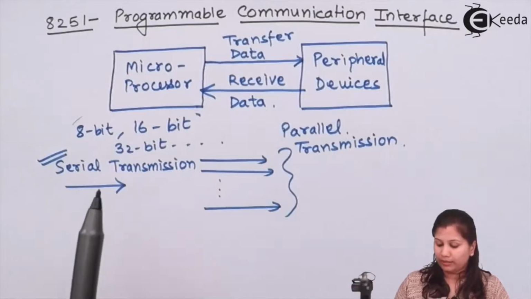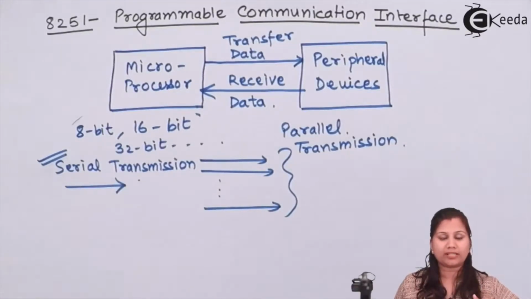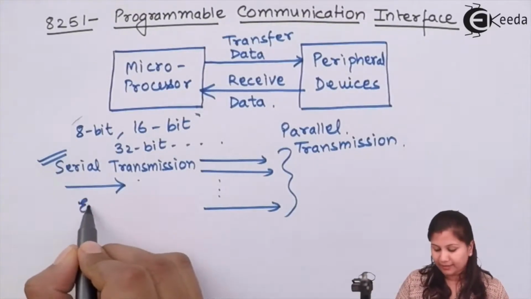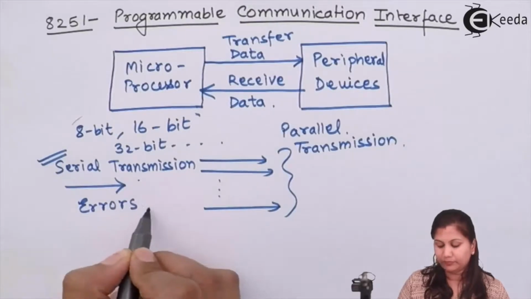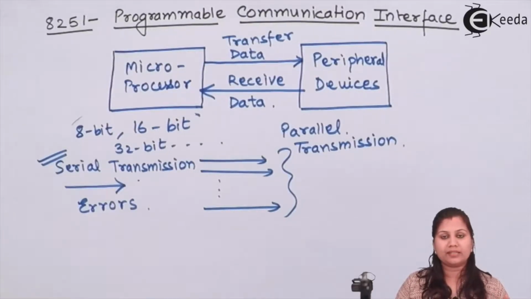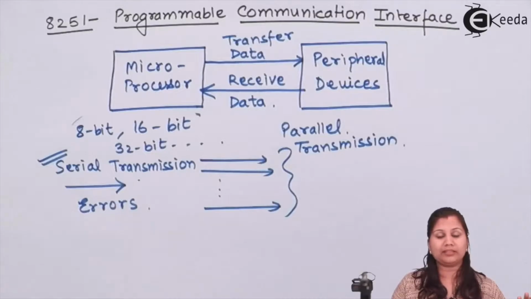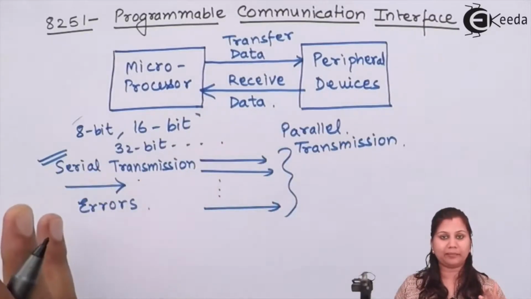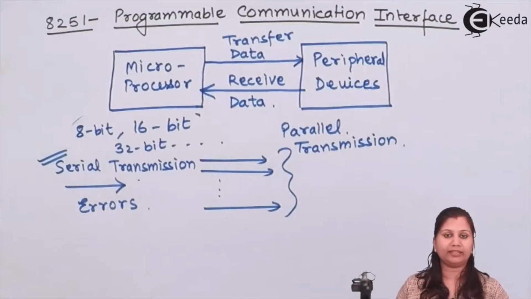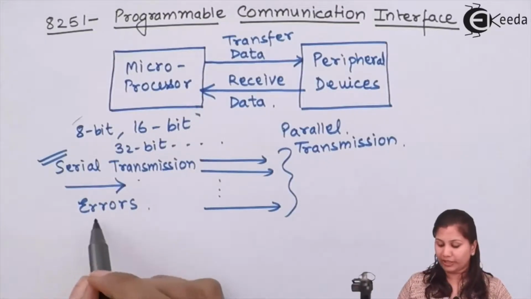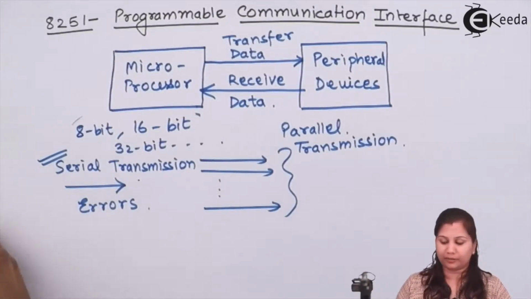Now also in serial transmission, because transmission is taking place over a long distance, there are chances that errors can occur. Errors means that if the transmitted data and the data received by the peripheral device are different, then an error has occurred. So there are chances that error can occur.